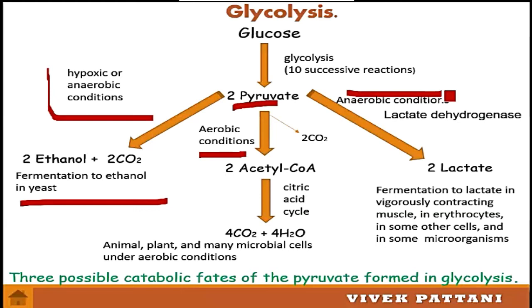Now the third condition, which is anaerobic conditions, where pyruvate will be converted into two lactate molecules. This is a type of fermentation again, similar to the formation of ethanol. Here the enzyme used is lactate dehydrogenase, which produces lactate, commonly known as lactic acid.